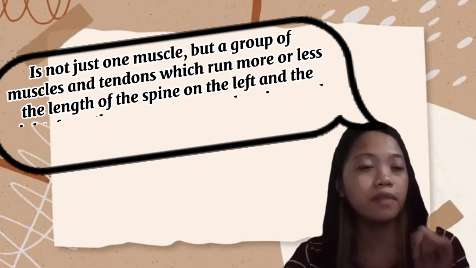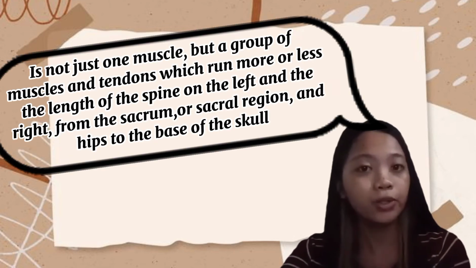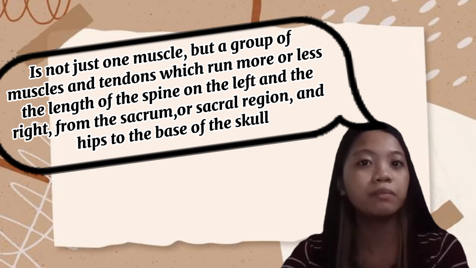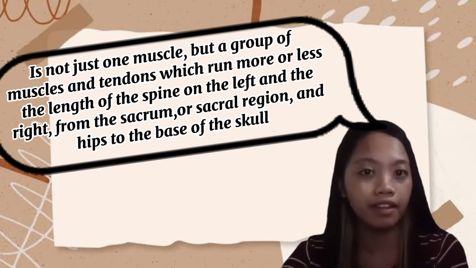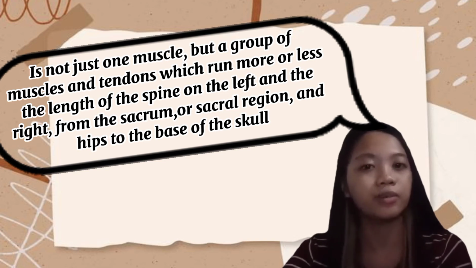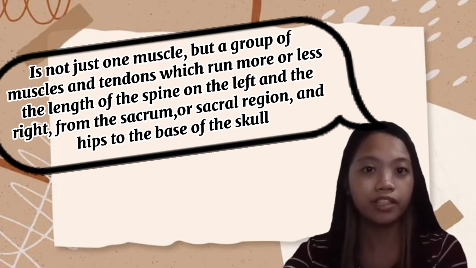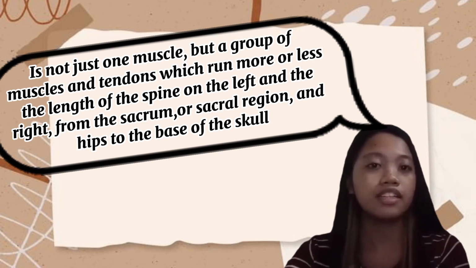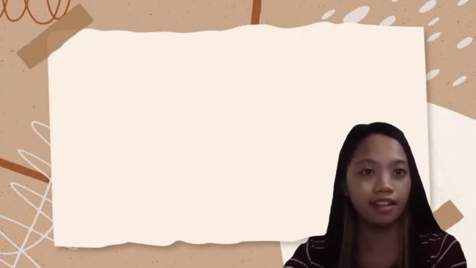It's not just one muscle, but a group of muscles which run more or less the length of the spine, on the left and the right, from the sacral region and hips to the base of the skull.